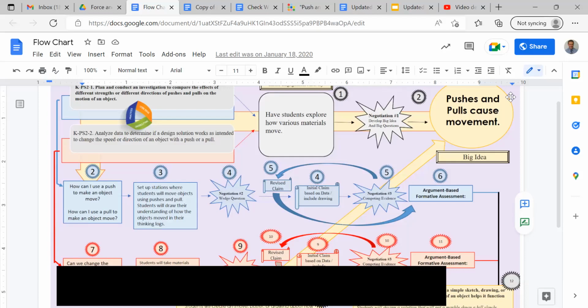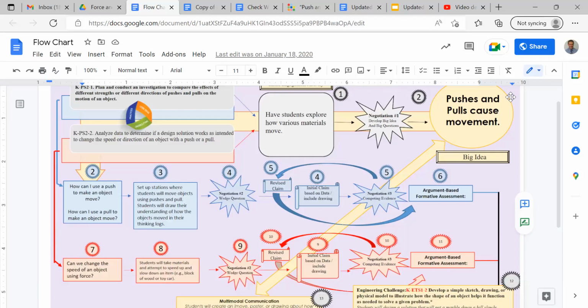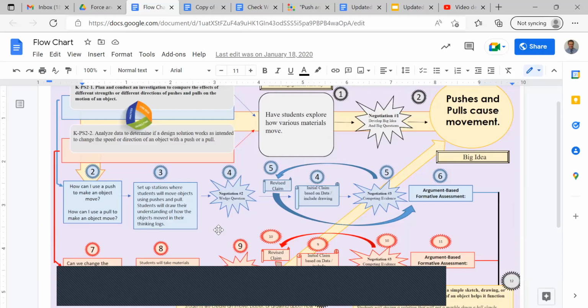So in this lesson, if you're new to ASSIST, we have a way that we have students enter this claims, evidence, and eventually reasoning type of thinking. So we start out after you've done the investigation. Last lesson, they pushed and pulled objects at different strengths. And now we're going to have them try to explain what happened.